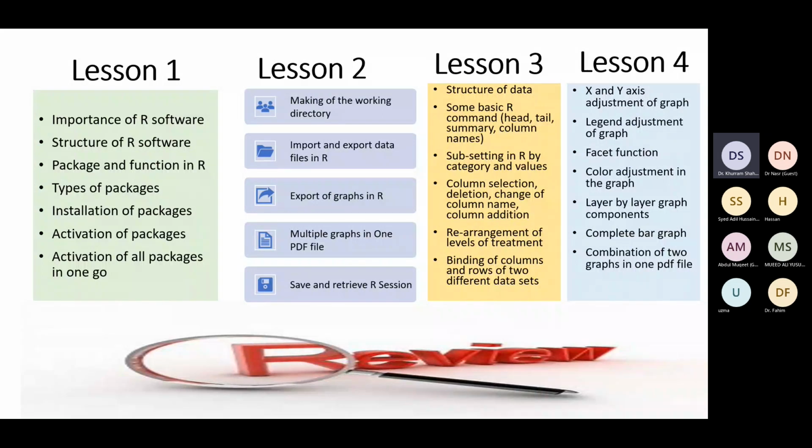Then we learned the types of packages. R has two types: one is already installed in R software when you download it, but some other packages are not installed, so to perform those functions you need the package. So you have to install all these packages. After installation of a package, you have to activate it. If the package is installed but not activated, the same error will come out that this function could not be found in R software. So first install your package and then activate it through tick marks, or in one go with the commands I shared with you. We run this command and all packages will be installed. So these were our basics in the first lesson.